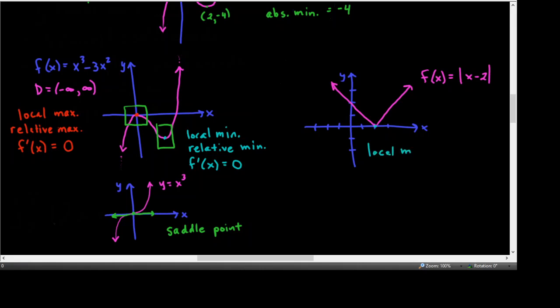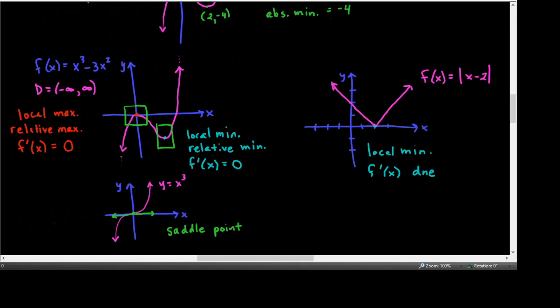And what's the derivative at this local minimum? There is no derivative there. The derivative does not exist at 2. Remember, at corners and vertical tangent lines, the first derivative doesn't exist. So, this is a point where the first derivative doesn't exist.